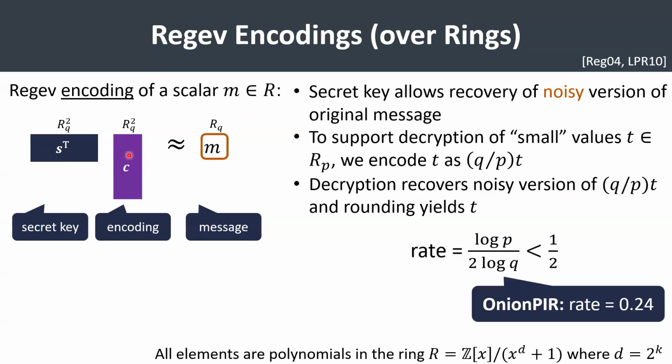If you think about this type of encryption scheme, the rate, or how big the ciphertext is relative to how big the plaintext is: the plaintext is log p bits, so it's an element of Z_p, an integer mod p, and the ciphertext is 2 elements mod q. And q is usually something like twice the size of p in terms of the number of bits. So the expansion factor is something like a quarter. The OnionPIR scheme, in fact, uses this exact encoding scheme, and the ciphertext expansion is a factor of 4.